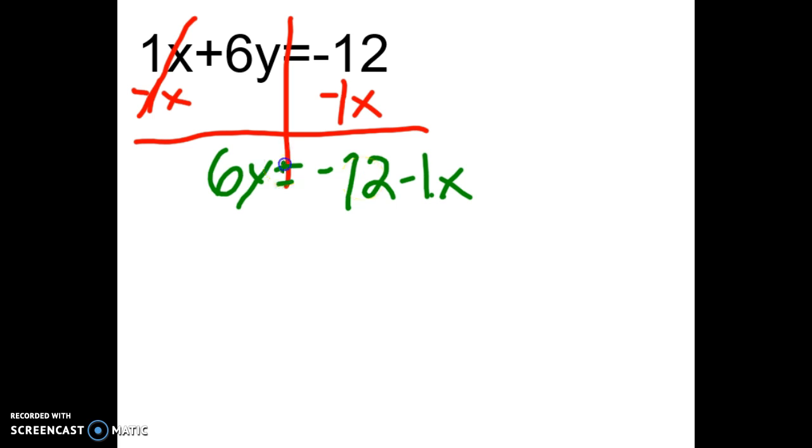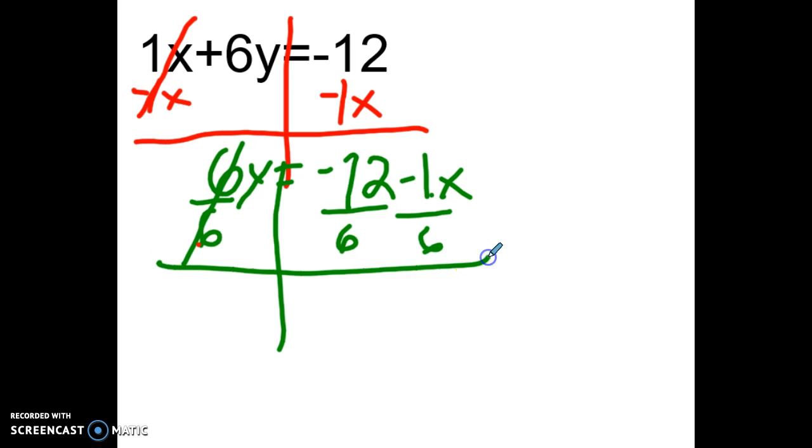So to undo multiplication, I need to divide. So I'm going to divide by 6 here, and I need to divide every term by 6. So what you're going to have left is y.